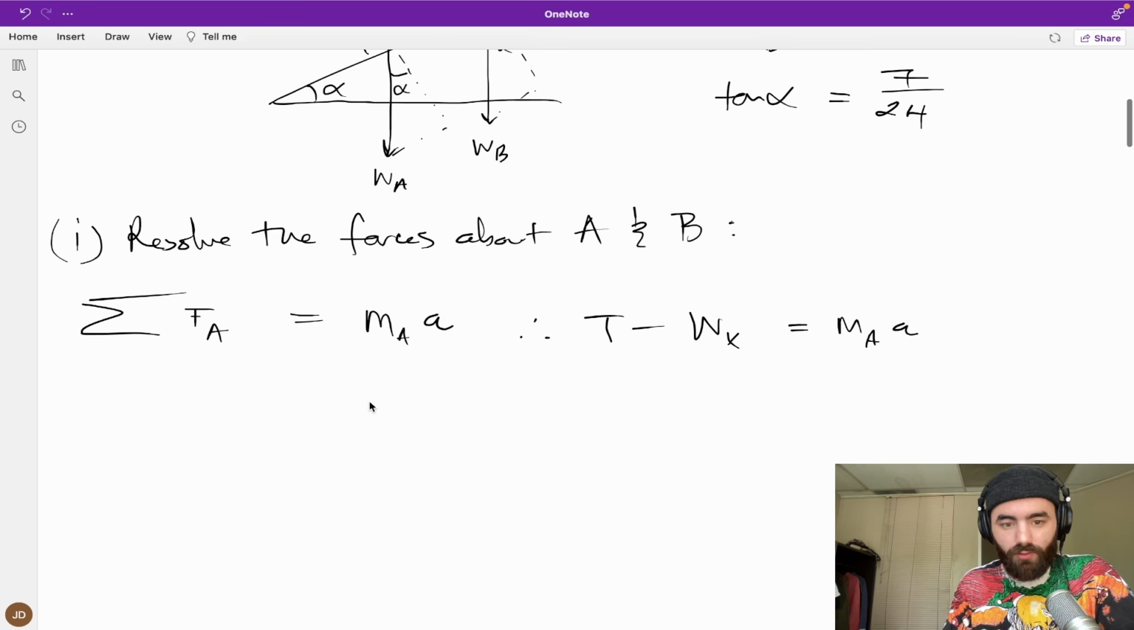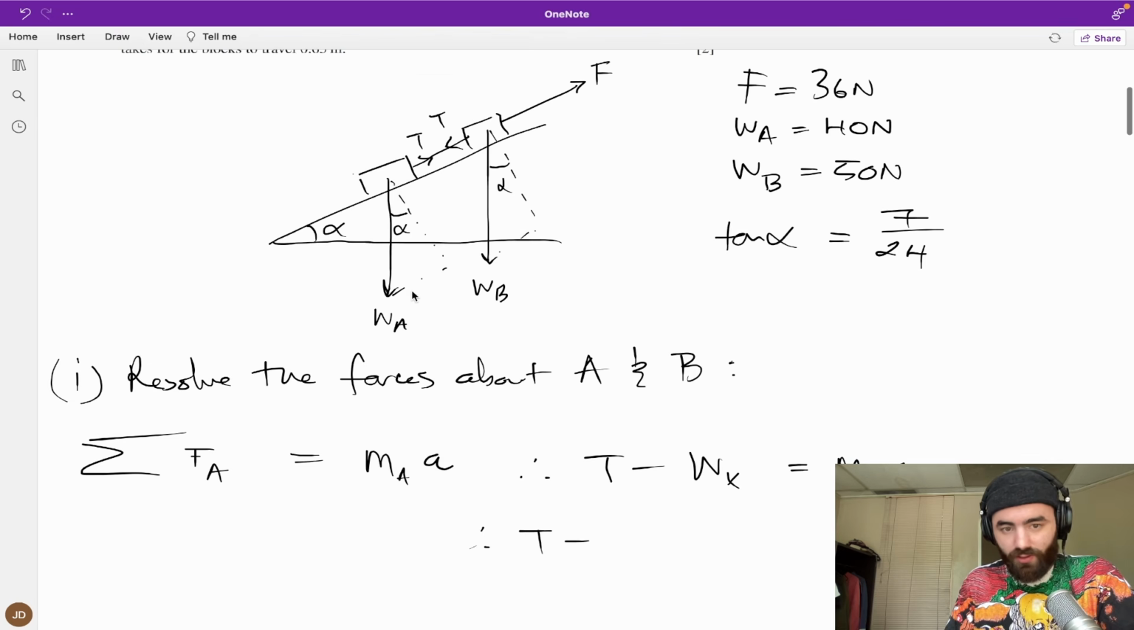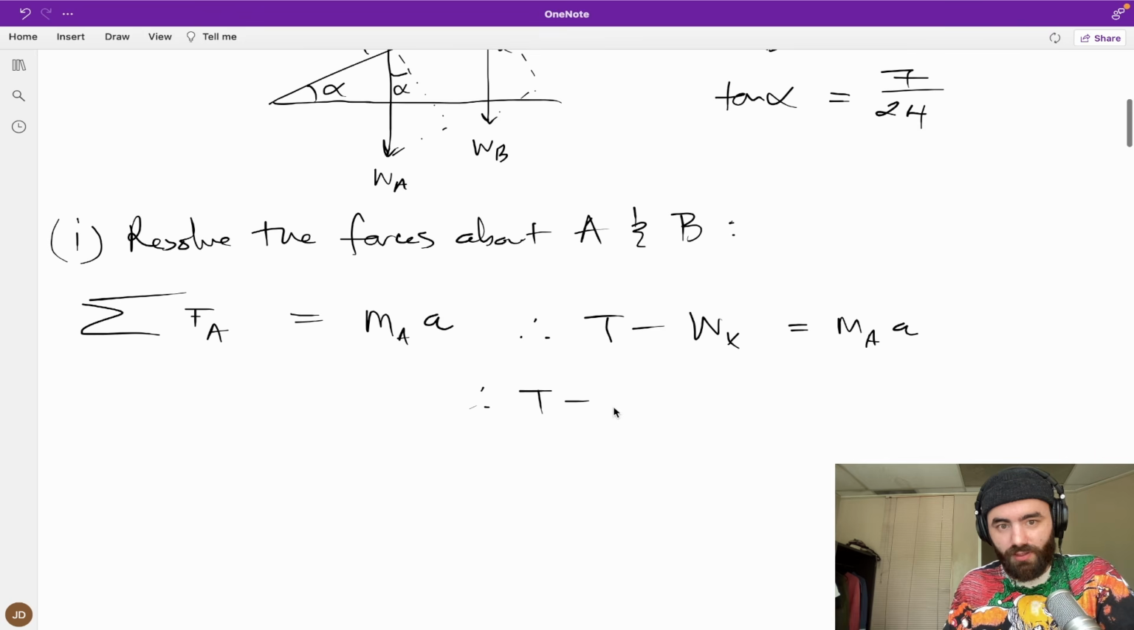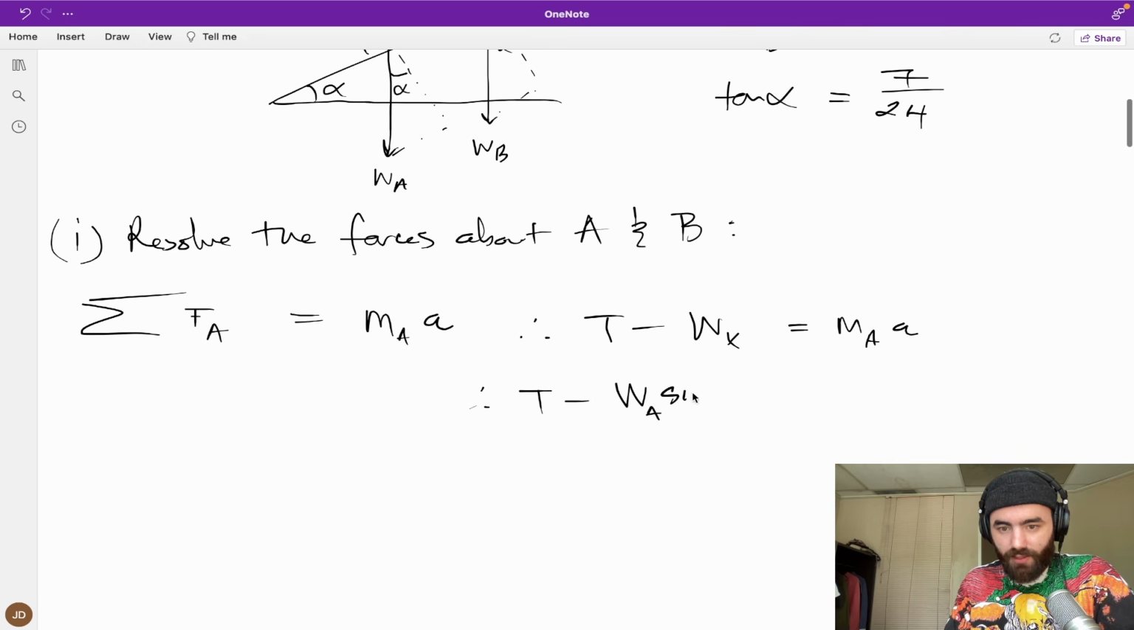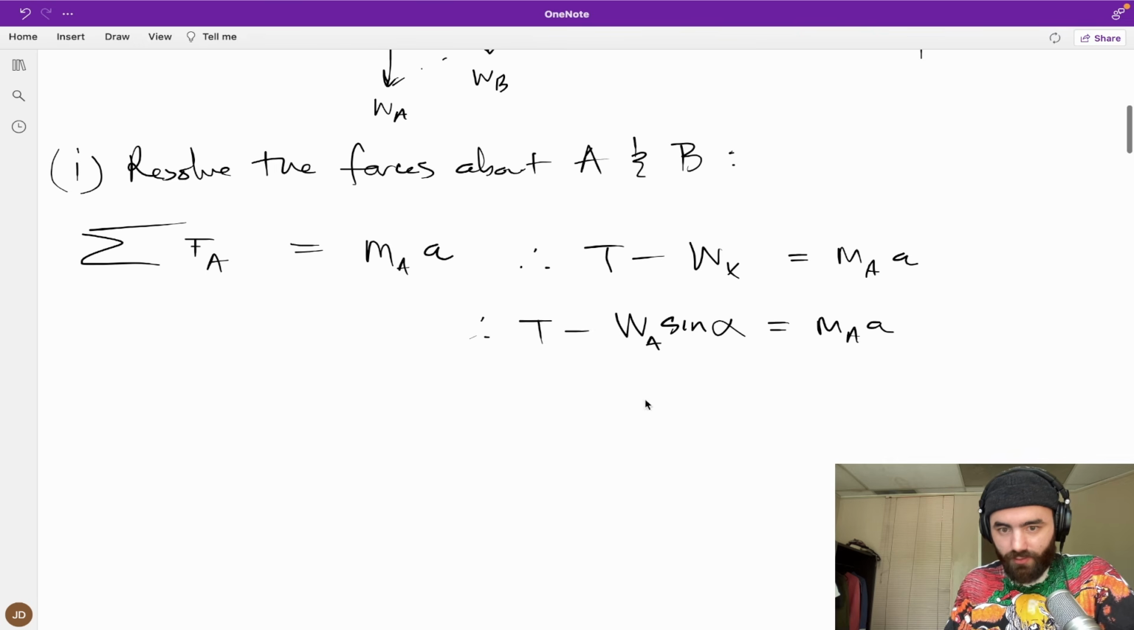So we can say the tension minus Wx, and what is Wx? Well, this is just opposite over hypotenuse, so it is W_A sine alpha, equals m_A a. So that's one equation which will be useful.